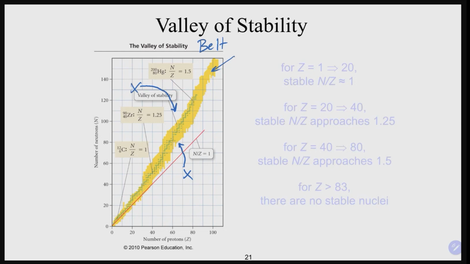In terms of the acceptable ratio, it is broken up by the atomic number. So whatever element you're looking at, if the atomic number is somewhere between 1 and 20, the acceptable ratio is basically a ratio of 1. If it's somewhere between 20 and 40, it is 1.25. For 40 to 80, 1.5 is the acceptable ratio. And really anything above 84, as we talked about the other day, is pretty much not going to be stable. It's going to be radioactive and stuff of that nature.